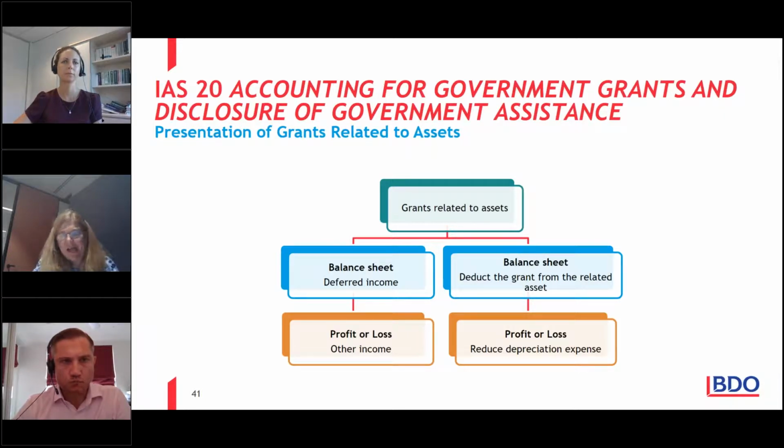But if I look at the situation where I used deferred income, I would still have gross assets at a higher amount, and I've got deferred income as a credit amount.